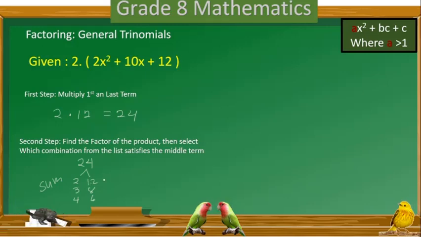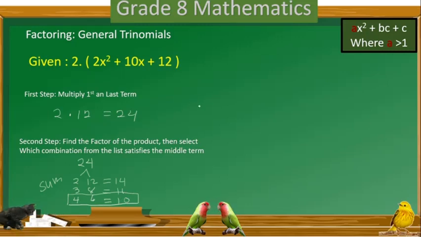Okay, so if we find the sum of these, 2 plus 12 is equal to 14, which is more than 10 in the middle term. Then this one, 3 and 8 is 11. It is more than the middle term. For the last one, this is equal to 10. So I mean to say, this is the one we are looking for.